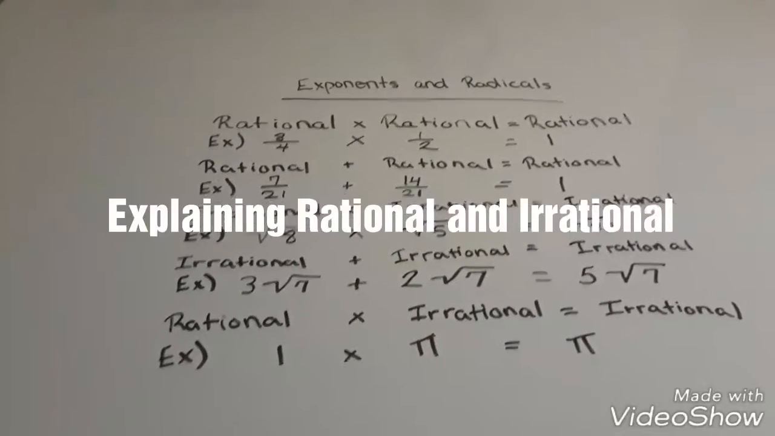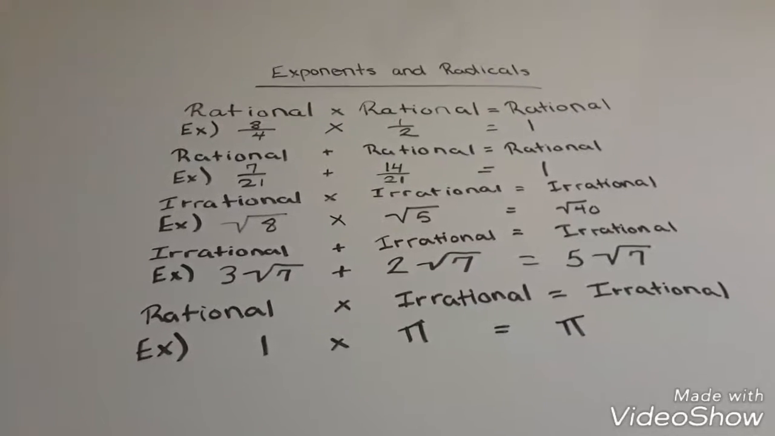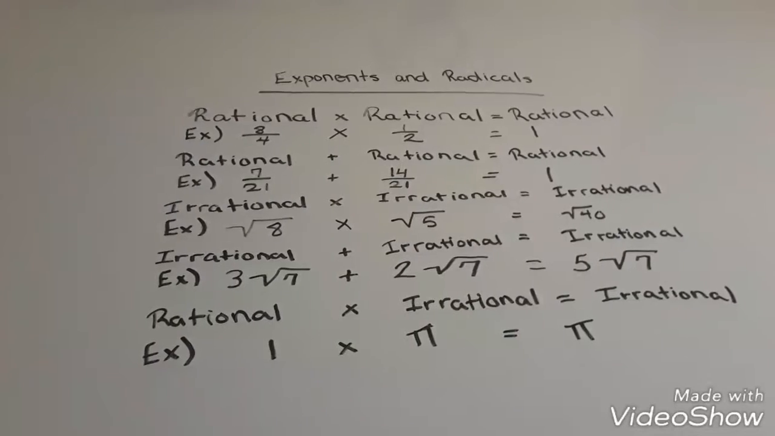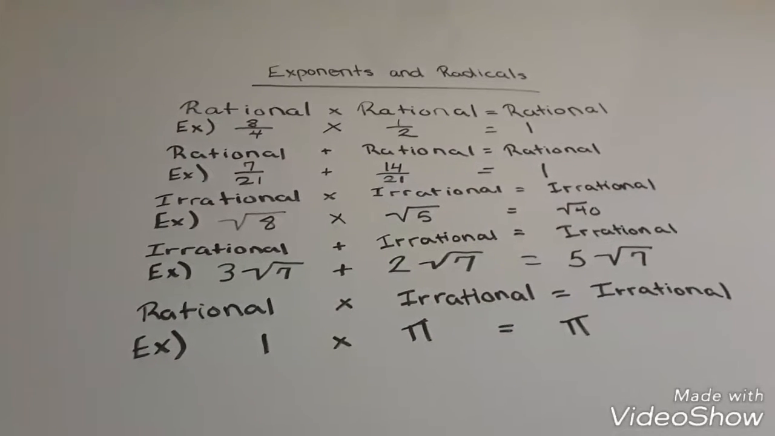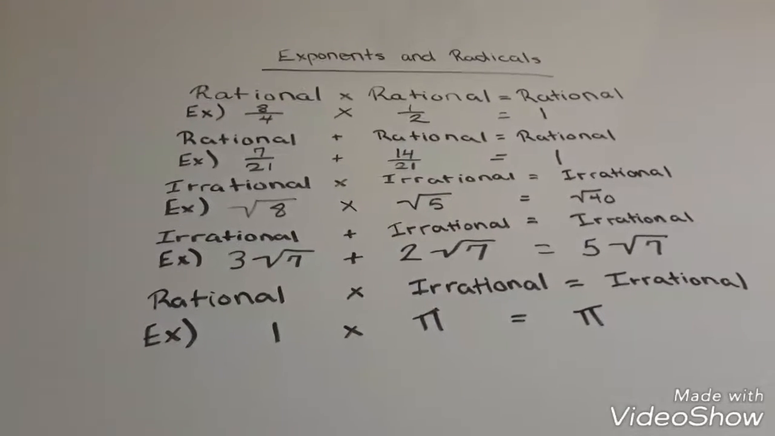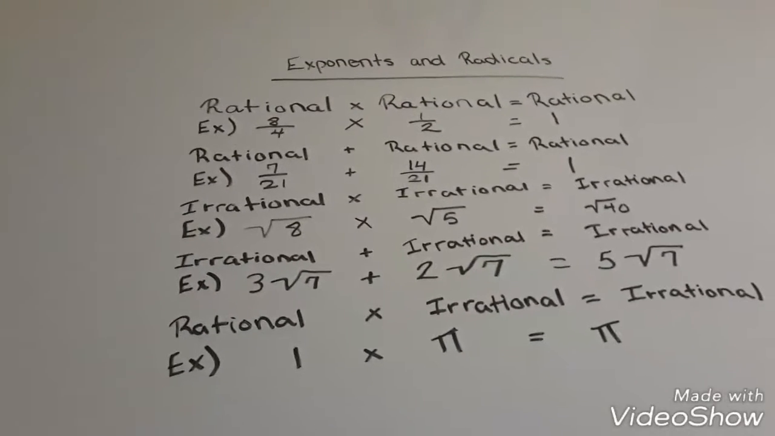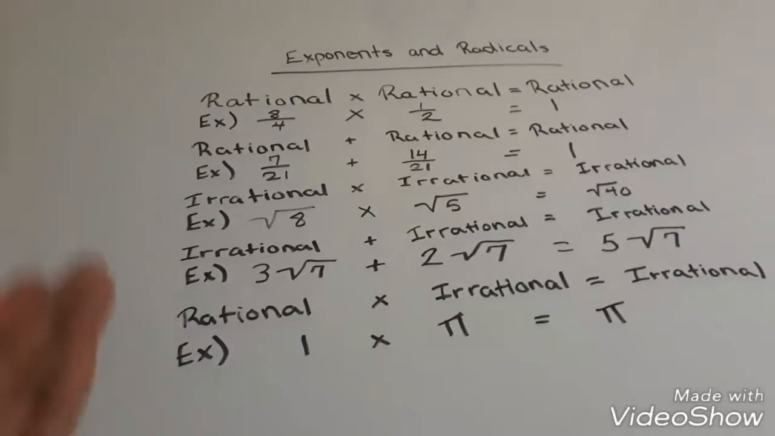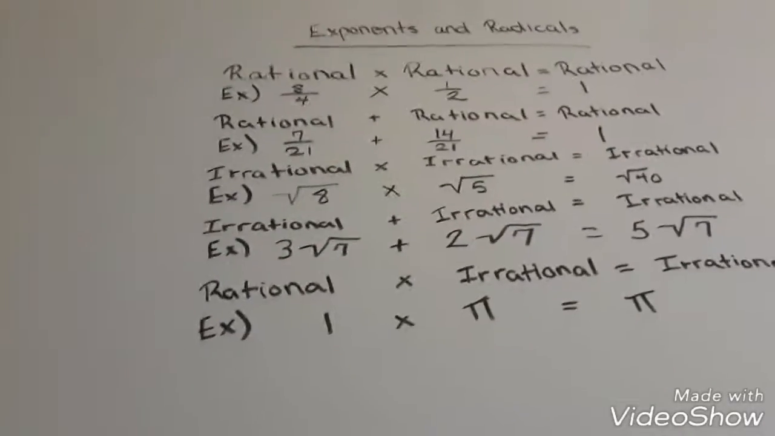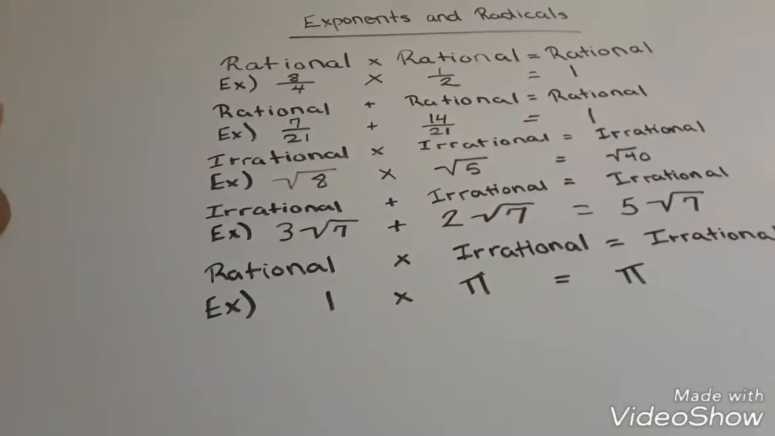Hello guys, today I'm going to explain the properties of rational and irrational numbers. What I'm going to explain is the reason why the sum or product of a rational and a rational is rational, or the sum or product of an irrational number and an irrational number is irrational. The reason why the product or sum would be the same as what you're multiplying or adding by is because you're doing it by the same thing. You're not changing it.